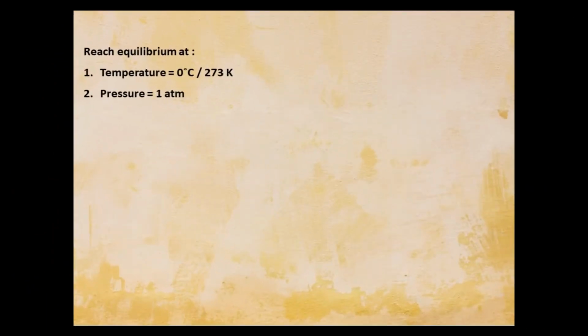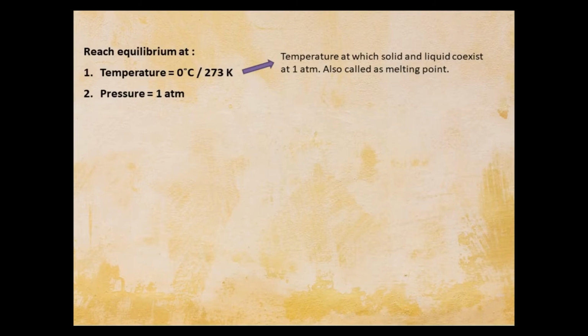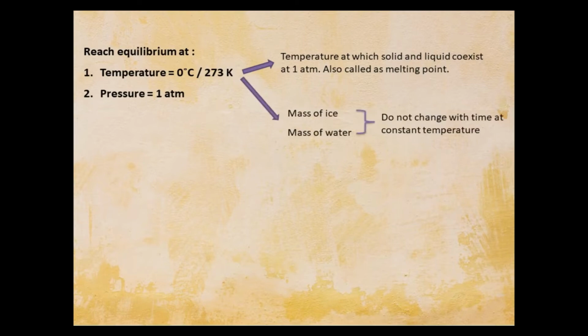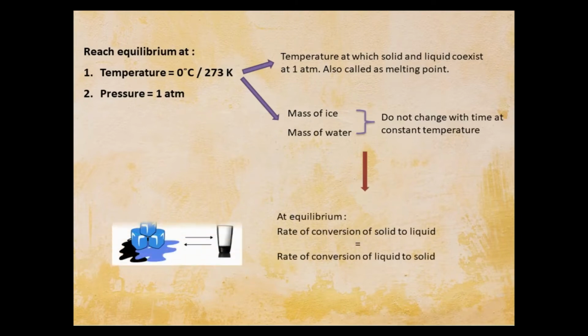This ice and water system will reach equilibrium at a temperature of 0 degrees C, which is also called the melting point, where solid and liquid coexist at 1 atm pressure. Also, at this temperature, the mass of ice and water do not change with time because the rate of conversion of solid to liquid is the same as the rate of conversion of liquid to solid.